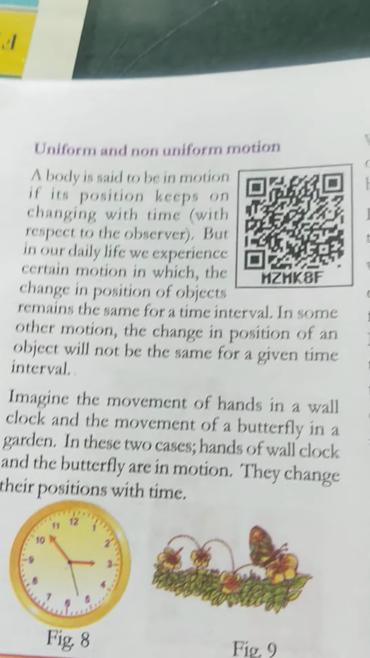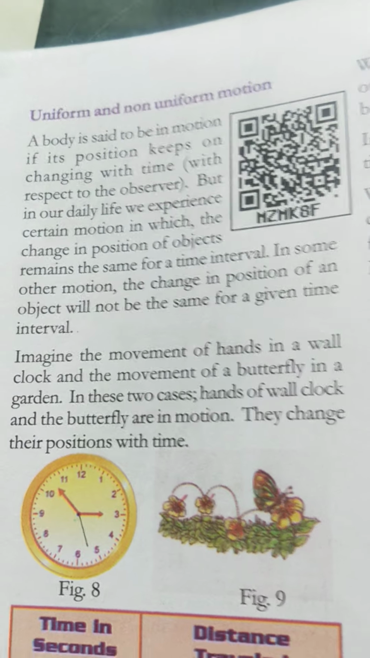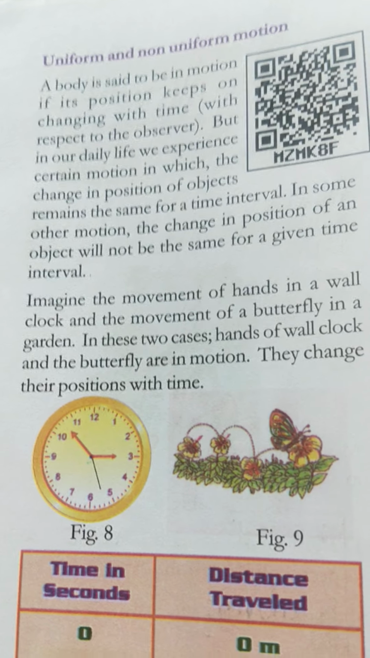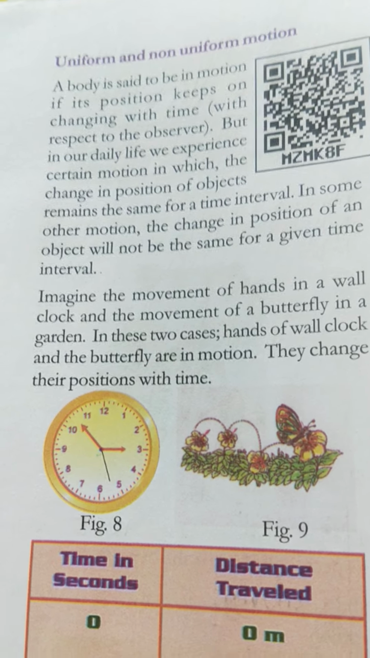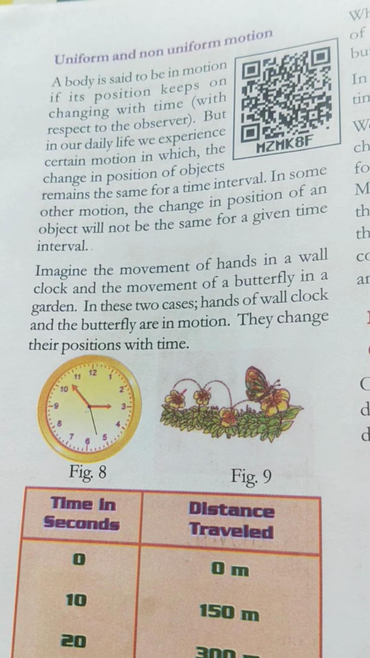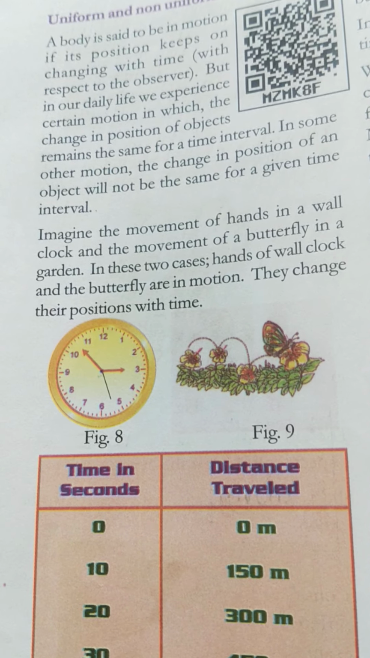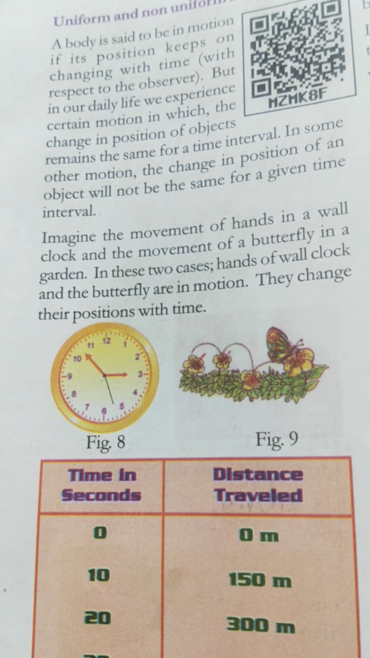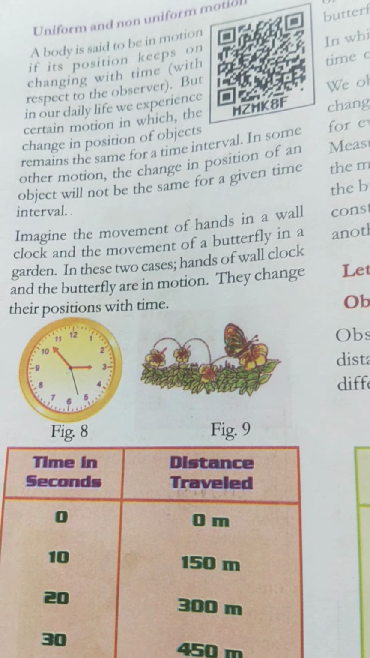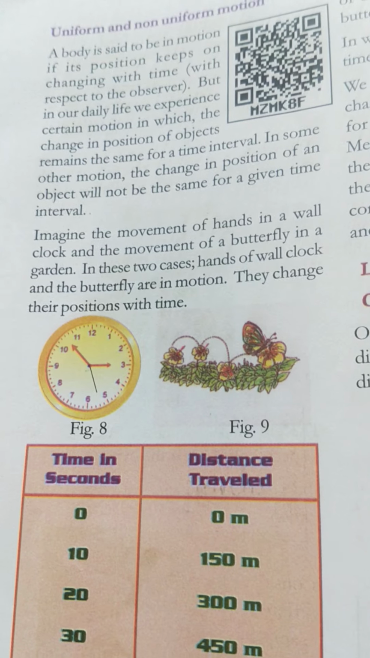The body is said to be in motion if its position keeps on changing with time. But in our daily life we experience certain motions in which changes in position of objects happen in the same interval of time. See, how can we consider uniform and non-uniform motion? If an object takes equal intervals of time, that is called uniform motion. If one object or body takes unequal intervals of time, that is called non-uniform motion.